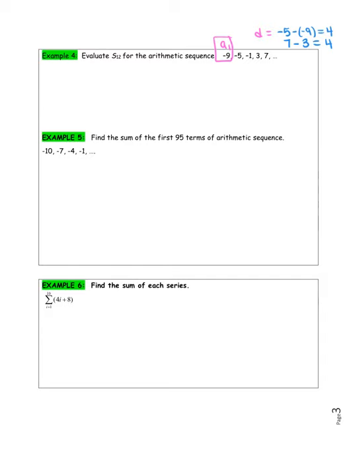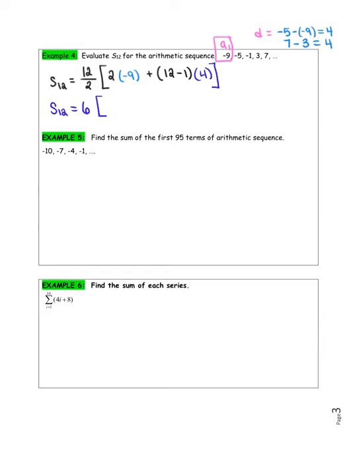So here S sub 12 is equal to, and since we don't know what a sub 12 is, we're going to use the second formula, which was n over 2, so it's 12 over 2, parentheses, 2 times a1, well here a1 is negative 9, plus n minus 1, so here our n is 12, so 12 minus 1, close parentheses, times d, and d was 4, close the parentheses, and close the bracket.